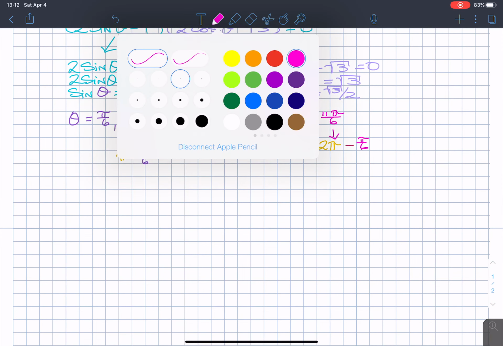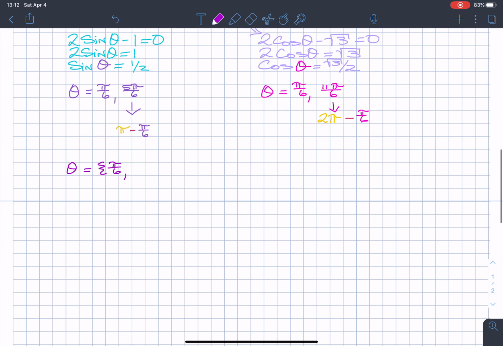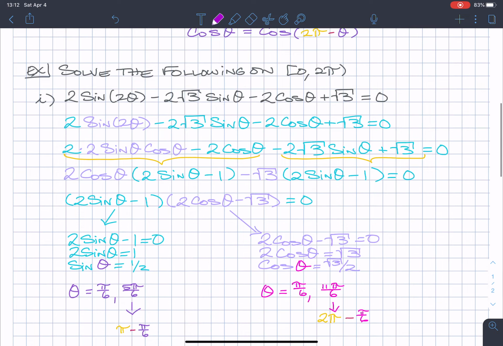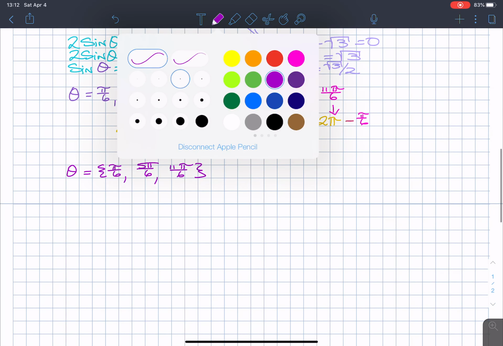Okay, so all my solutions for this problem will be pi over 6. I only need to indicate it once. And then 5 pi over 6. And then 11 pi over 6. And those are all possible solutions between 0 and 2 pi for that. Okay, so let's go on. Number 2.